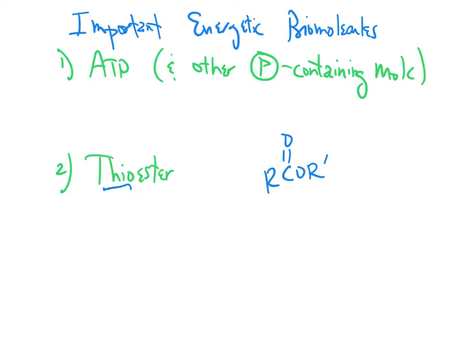It's going to replace the oxygen. Which one? Not the double bonded one. The one that would be the good leaving group. So that's a thioester. We'll talk a little bit about the reasons why that's important.